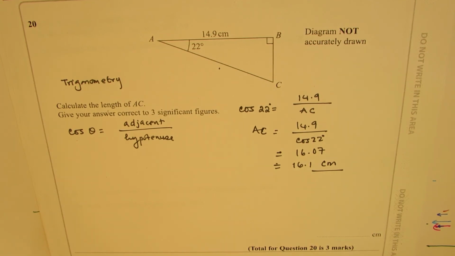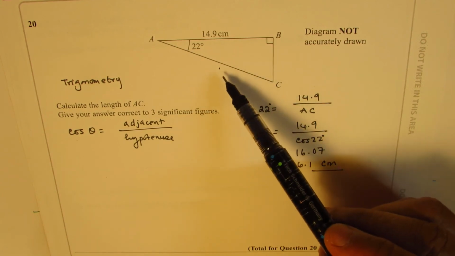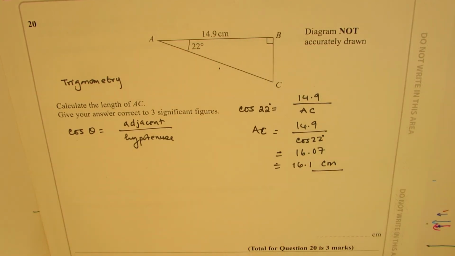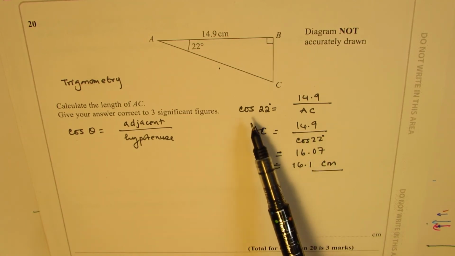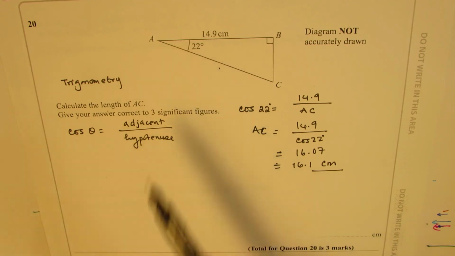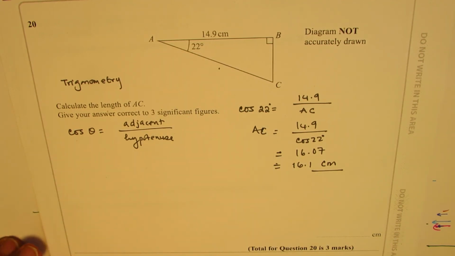So I'd like you to go through this once again. Remember, AC is the hypotenuse. We are expecting an answer which is more than 14.9, right? So cosine is the trigonometric ratio which is used here since adjacent and hypotenuse are involved. Perfect. Round your answer to 3 significant places.